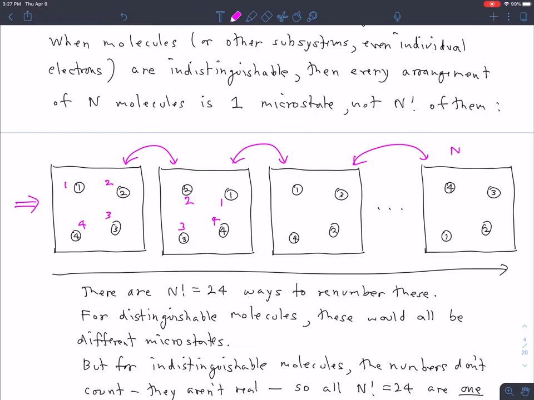There are n factorial ways to scramble n numbers. So if I have n molecules and I number them all, there are n factorial ways of rearranging all those numbers. All those rearrangements are invalid if we're counting distinguishable configurations. They're all one configuration. They're not n factorial configurations.